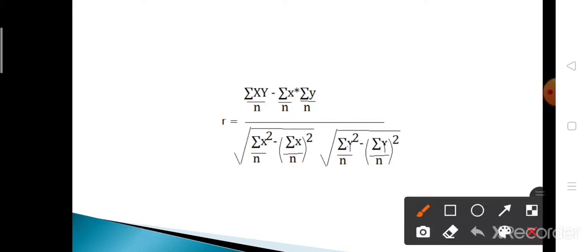And what is the formula for calculating the r? Summation xy upon n minus summation x upon n into summation y upon n, whole divided by square root of summation x square upon n minus summation x upon n bracket square, into square root of summation y square upon n minus summation y upon n bracket square.